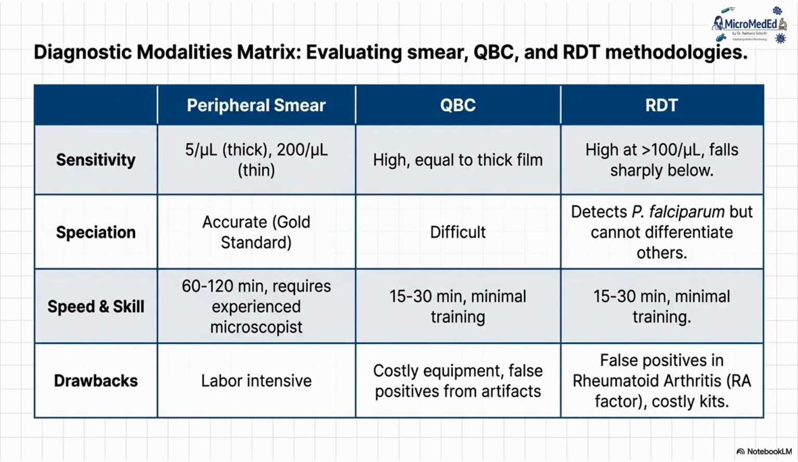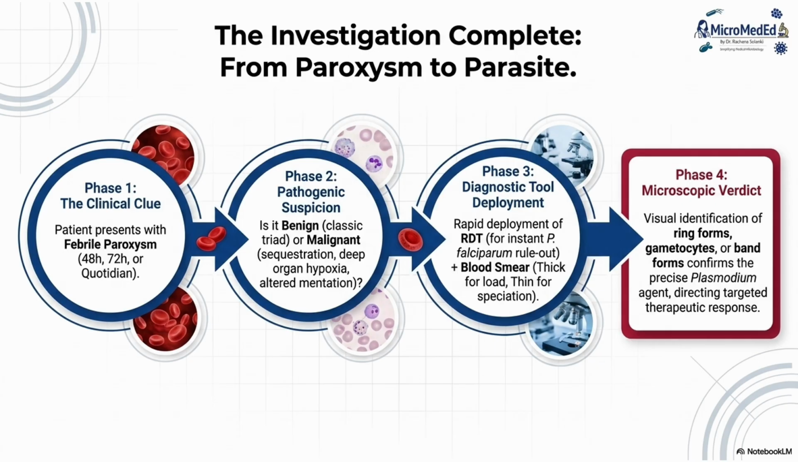The drawback of peripheral smear is labor intensive expertise. QBC it is a costly instrument and false positive from the artifact, and in RDT false positive from the rheumatoid arthritis. So if you have to understand the malaria, so first of all the clinical clue, that is fever, periodicity, anemia, then even thrombocytopenia you will find in cases, and splenomegaly. Later on you have to understand whether it is benign or malignant.